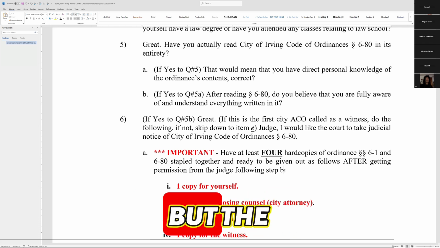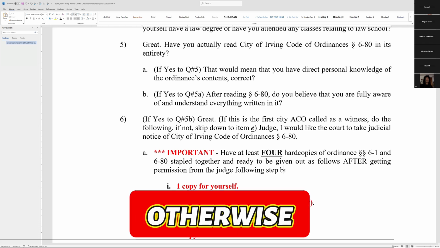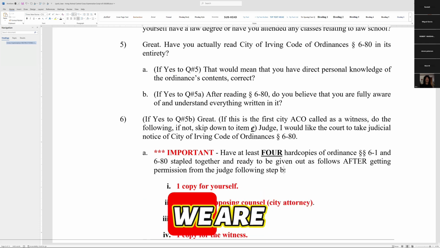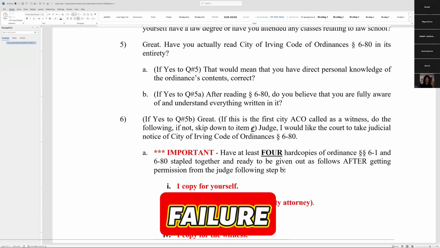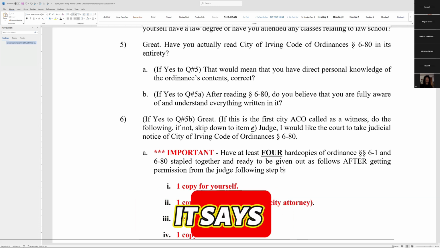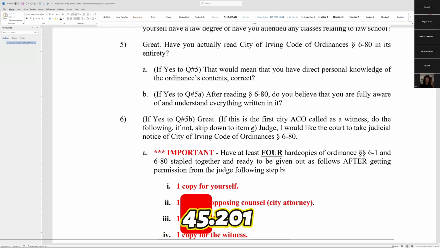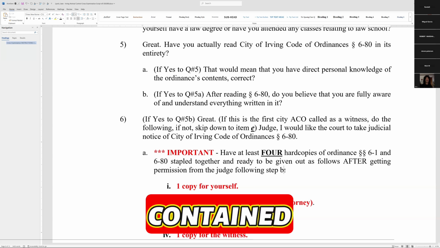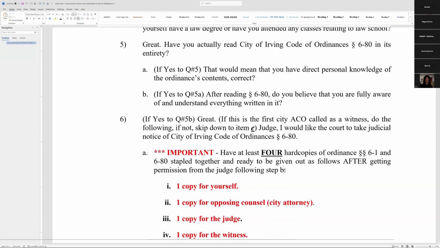It does say that, but the Constitution says otherwise. That's right, which is why we are filing a motion to disqualify the city attorney and get the case dismissed for failure to prosecute. But I didn't know that 45A had changed to where it says that district attorney. 45.201 said exactly the same thing as far as the city attorney goes. And 45 also contained the same exception.